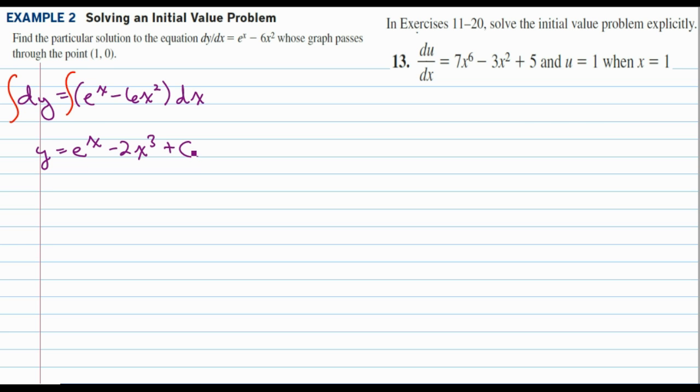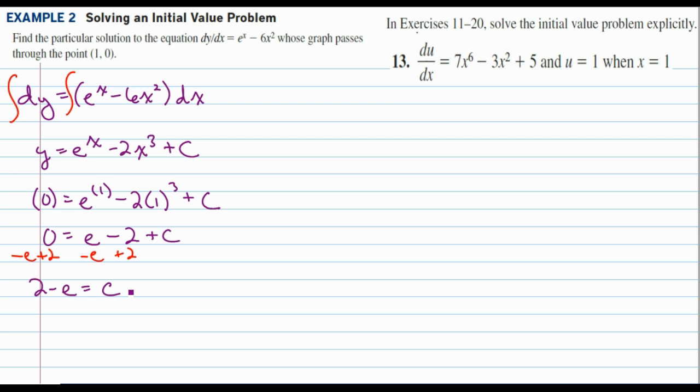Now remember that plus c stands for the constant in the original function that when you take its derivative to get dy dx would be 0. So we didn't know what that was. It's the vertical shift up and down from this original y equals function. Well, now we have a specific point that this function has to pass through, so we can plug 1 in for x and 0 in for y to solve for c.